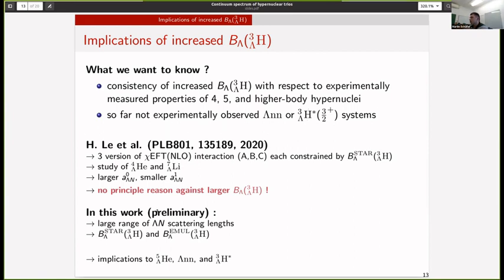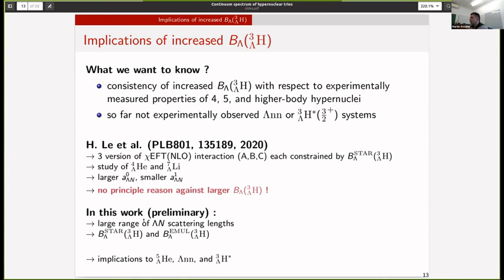This work has already been published for chiral EFT, where they developed a three-body interaction, chiral EFT interaction ABC, where each constraint was constrained by the B_Λ star value, and they studied helium-4 Λ and lithium-7 Λ. They also concluded that in order to have the star value of the Λ separation energy, the spin-singlet Λ-N scattering length has to be large at the expense of the Λ-N spin-triplet strength. They also found that there is no principal reason against a larger Λ separation energy of the hypertriton.